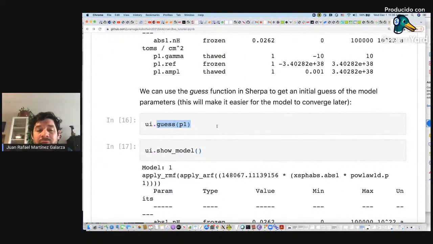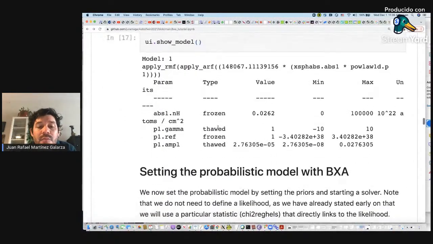That will do a very rough fitting to the data to get some starting values, because if you start very far away, you might not converge. Remember that your probability distribution is like a mountain, and if you start very far from the mountain and you start walking randomly, you might not ever reach the top of that mountain. So the guess function will get you closer to the mountain, okay? And then you show your model again.